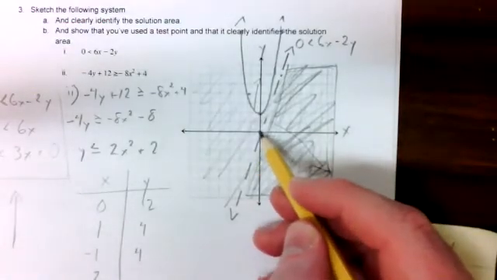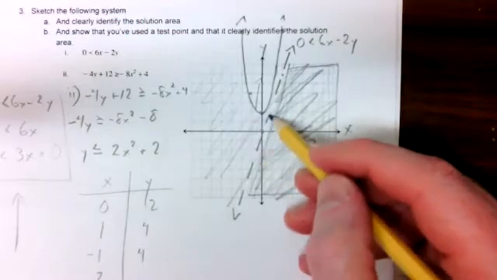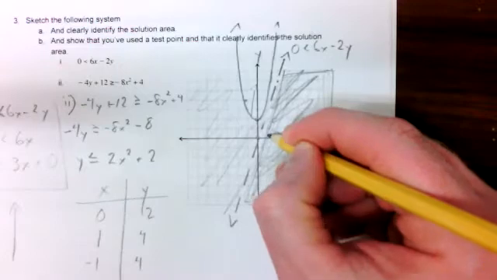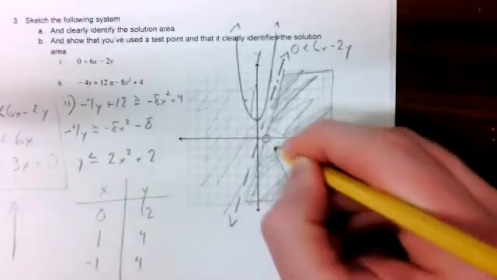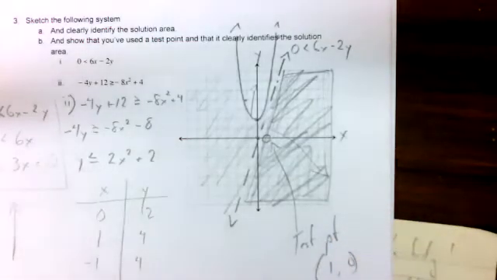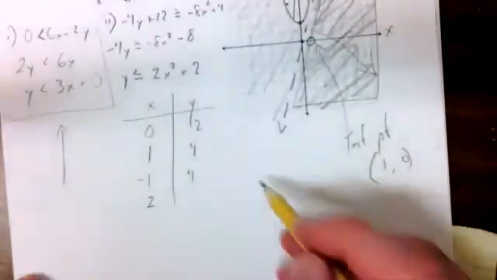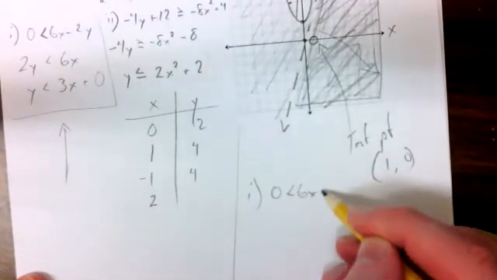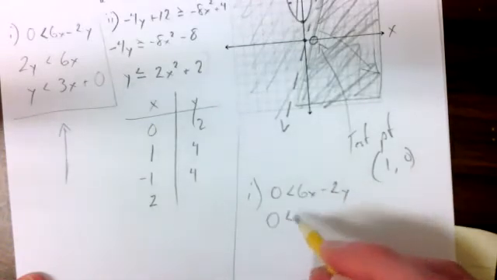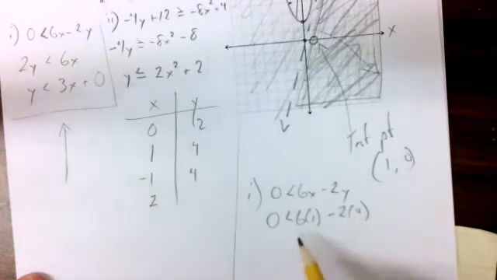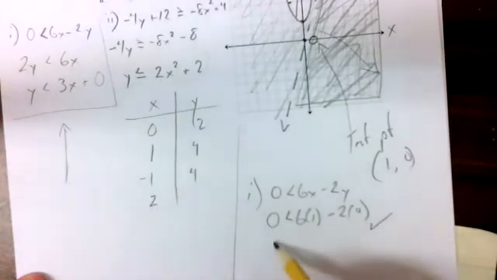We can't test it with the 0 here because this is not a solid line going through it. So let's do the next best thing. Let's do 1 and 0. Test point. When x is 1 and y is 0. So let's test it with our first one, which was 0 is less than 6x minus 2y. When x is 1, so it's going to be 6 times 1 minus 2 times 0. So basically 6 is greater than 0. That works. I could write it out. 0 is less than 6.